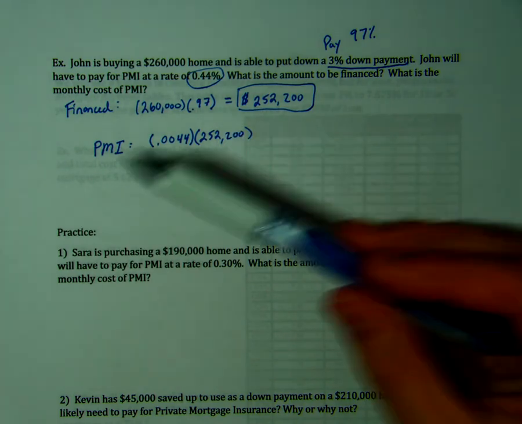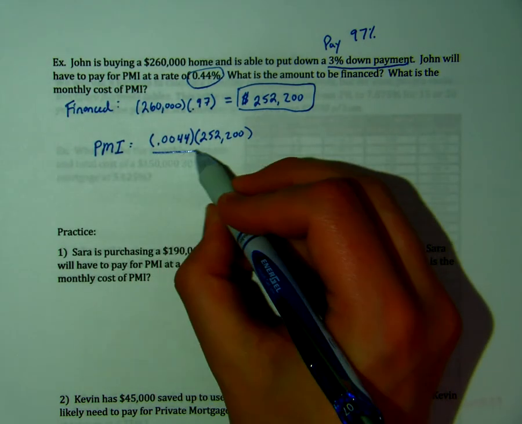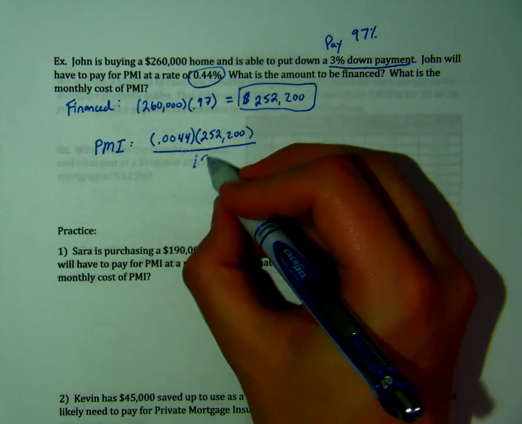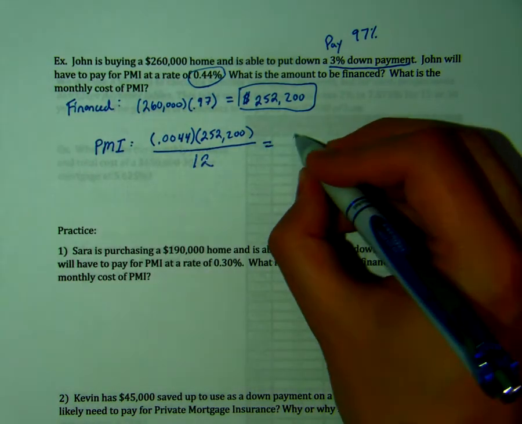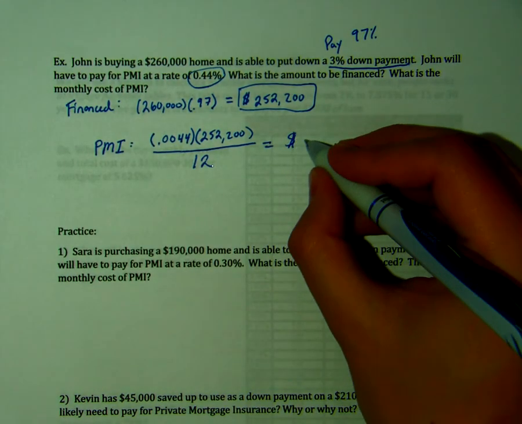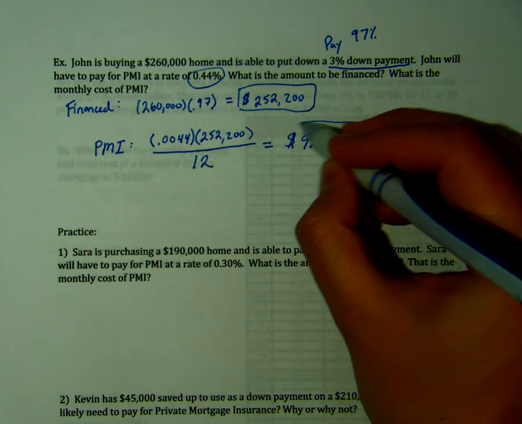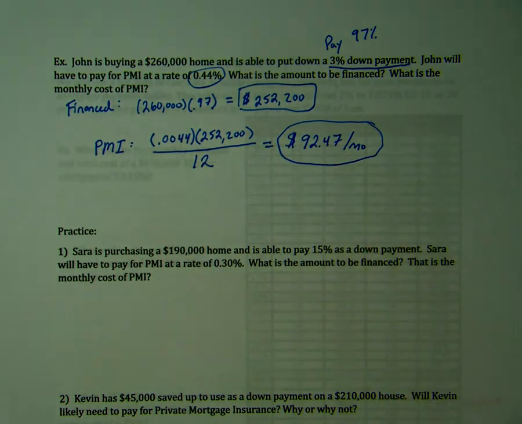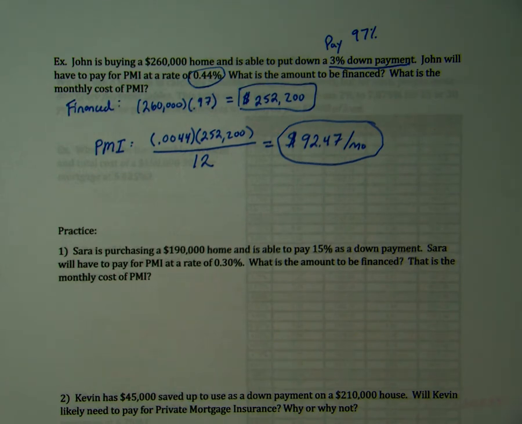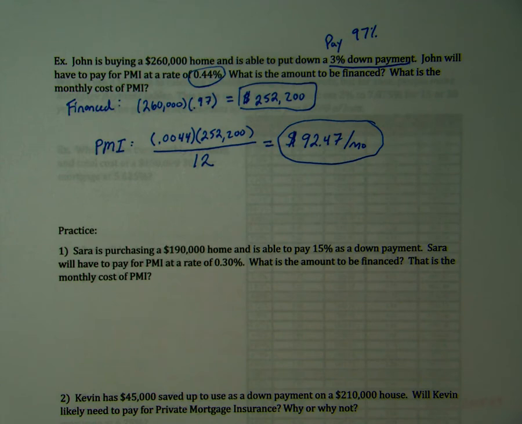So if I want my monthly PMI, I have to divide that by how many months are in a year, which is 12. Okay, and to calculate that out, this comes out to be $92.47 per month. So because you didn't have enough money for your down payment, or you didn't put 20% down, you have to pay essentially an extra $90 every month in this insurance. So it's not backbreaking, but you'd rather go out to dinner with that money.